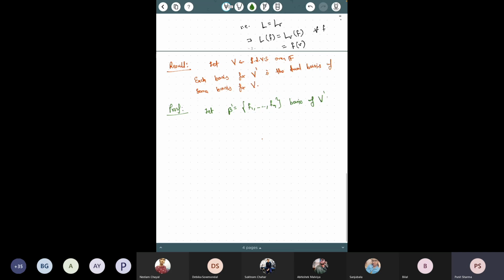I mean, so we need vectors in V. And then we'll see whether these vectors solve the purpose or not. But how to generate these vectors? What we can say from here?